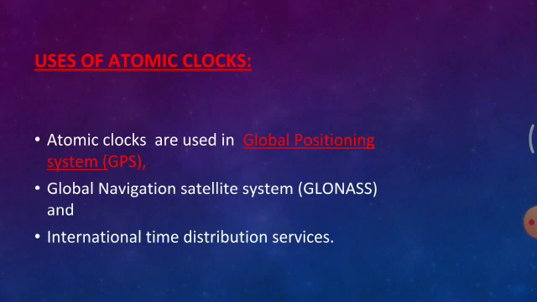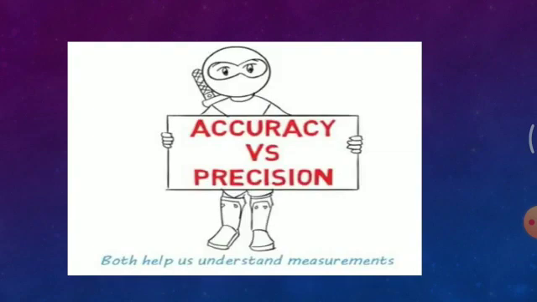Uses of atomic clocks. Atomic clocks are more accurate than any other clocks. That's why they are used in the global positioning system, global navigation satellite systems and international time distribution services.